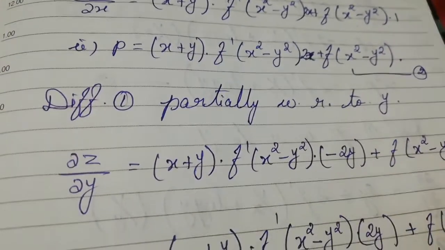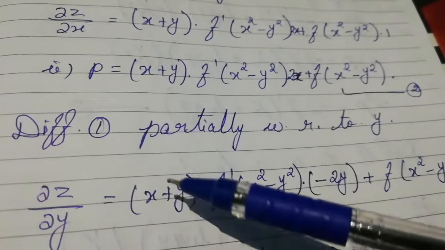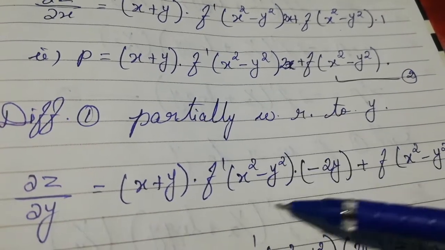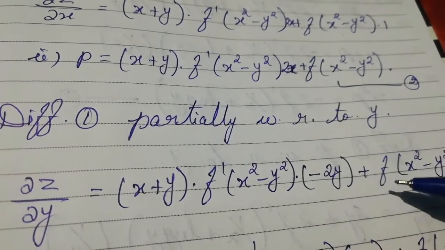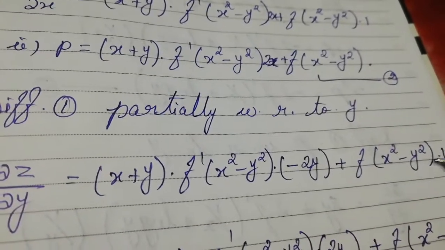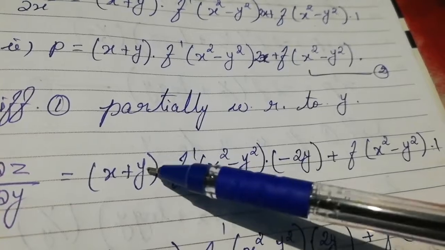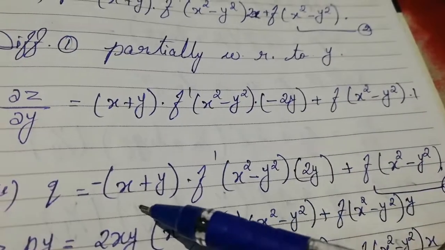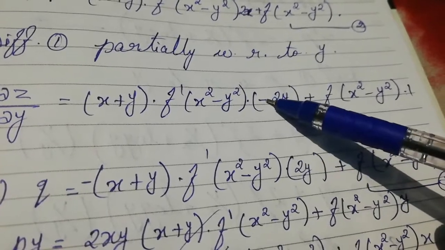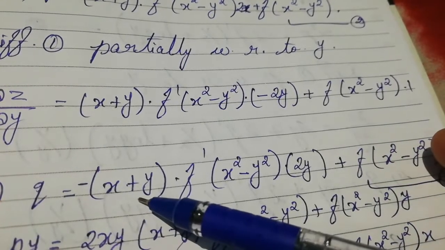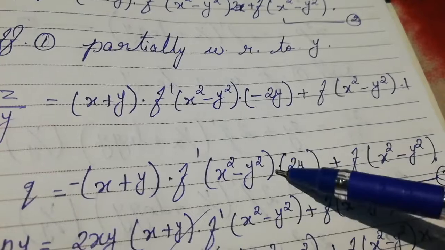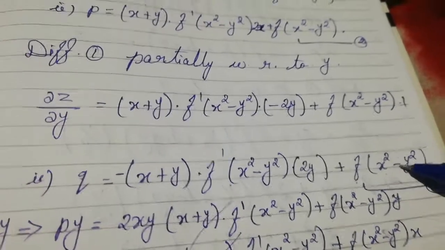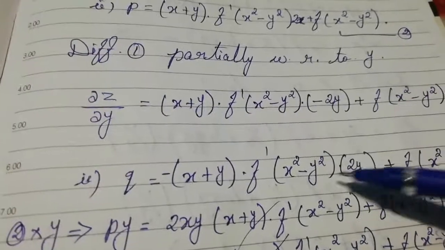Then next, differentiate the first one partially with respect to y. So what we get? Dou z by dou y is equal to (x plus y) into f dash of (x square minus y square) into the differentiation of minus y square, that is minus 2y, plus f of (x square minus y square) into the differentiation of (x plus y) with respect to y. What we get? 1. Okay, into 1. So q is equal to, this minus is minus of (x plus y) into f dash of (x square minus y square) into 2y plus f of (x square minus y square). Okay.